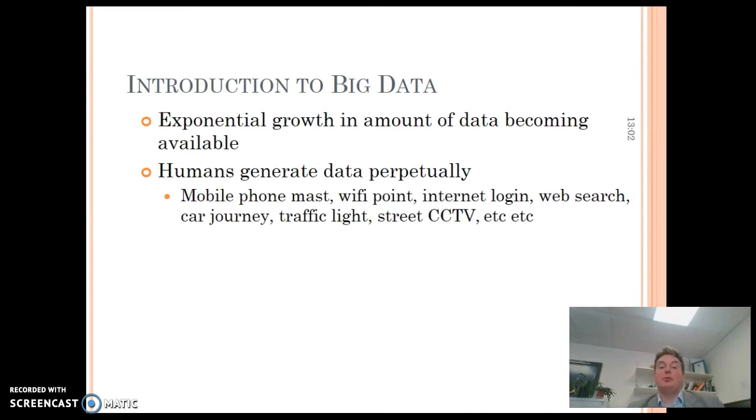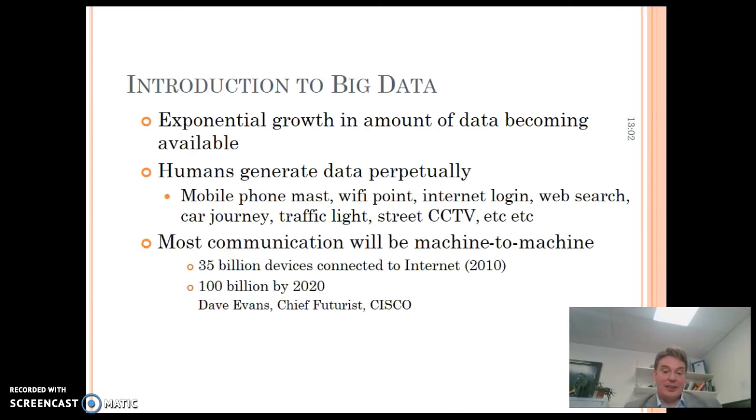Every time we move from one mobile phone cell area to another, every time we go from one Wi-Fi point to another, every time we log onto the internet, every time we do a web search, every time our car goes past a traffic light sensor, every time we go through a toll barrier, every time we go past CCTV, it's generating data. And this data is not just from humans, but it's also machine to machine.